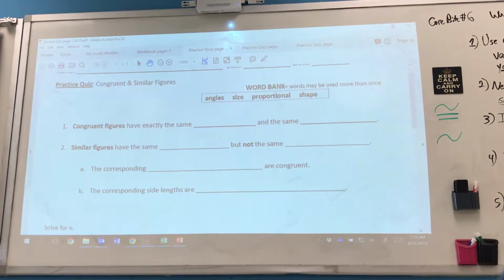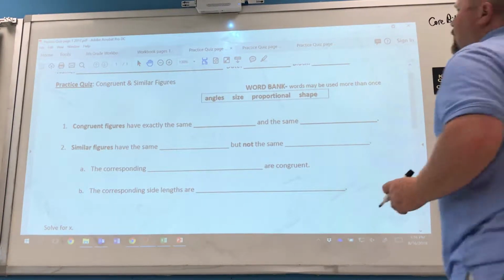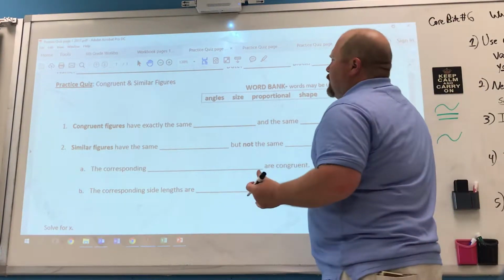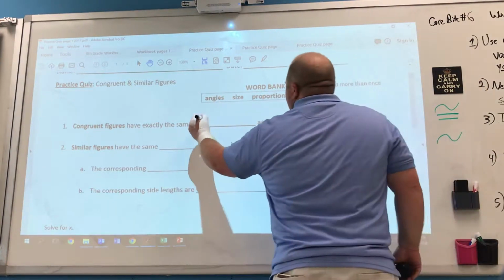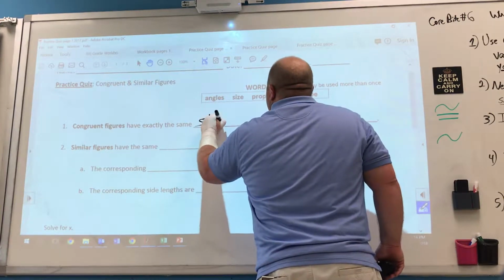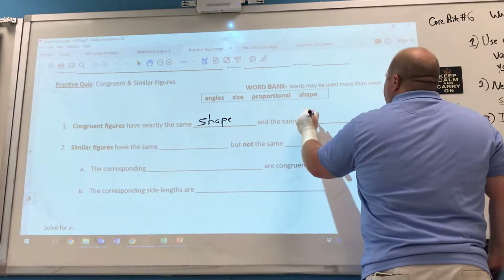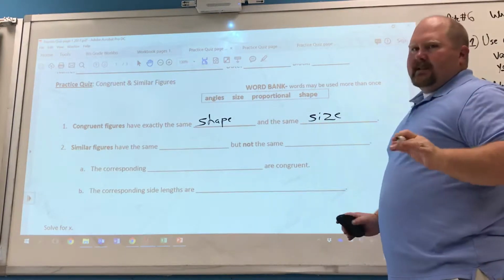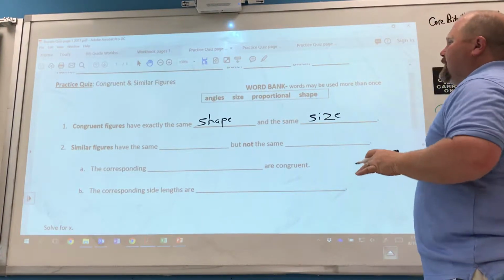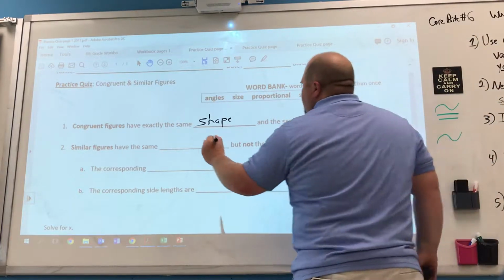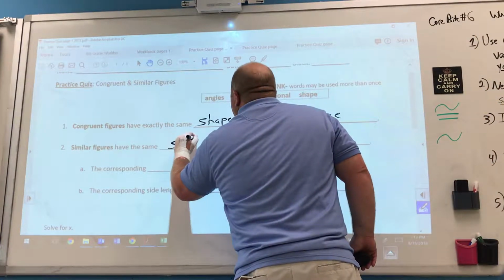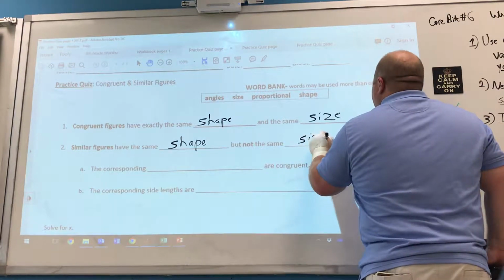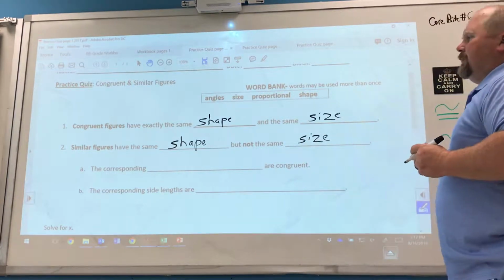All right, let's go over the practice quiz for congruent and similar figures. Remember, congruent figures are exactly the same. So congruent figures have exactly the same shape and the same size. Okay? So same shape, same size, exactly identical to each other. Similar figures have the same shape, but they don't have the same size. They could be larger or smaller than the original.